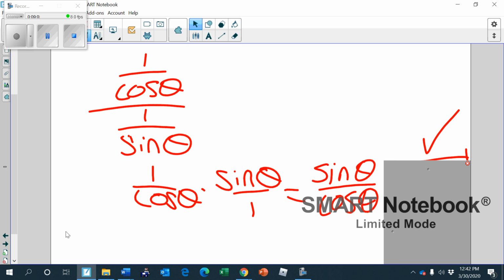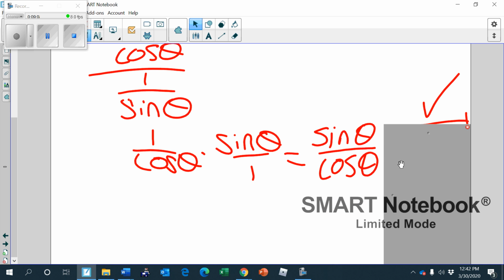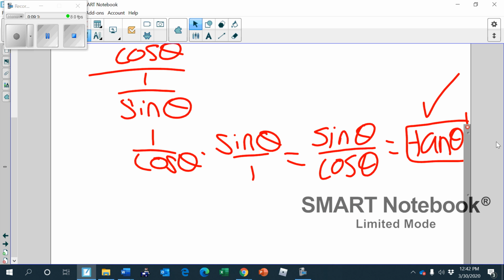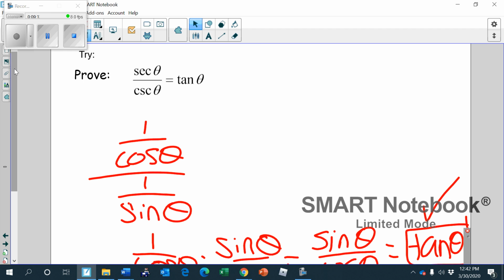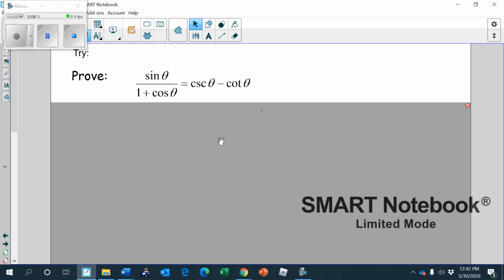Well, hopefully we know that by now. Tangent. And perfect. Check that. That's what we wanted. Good. So far, so good, I hope.